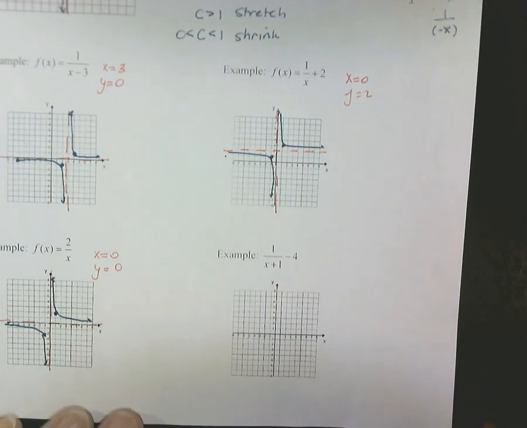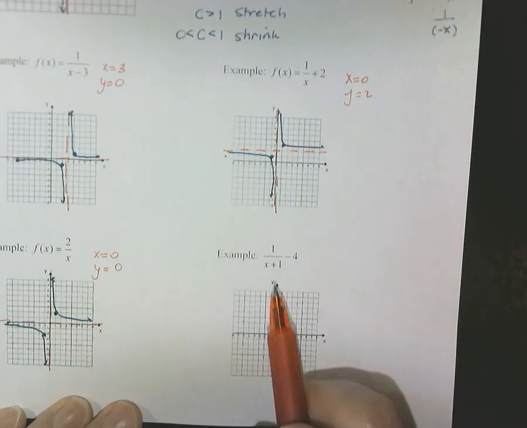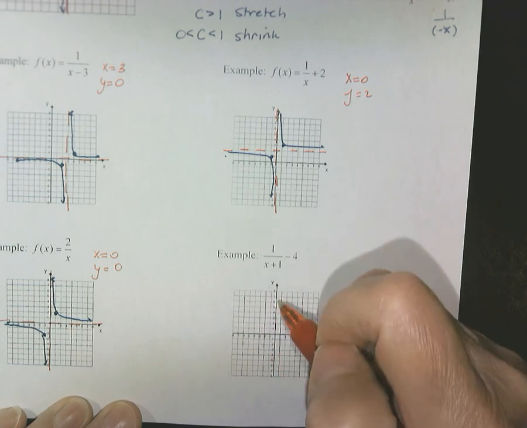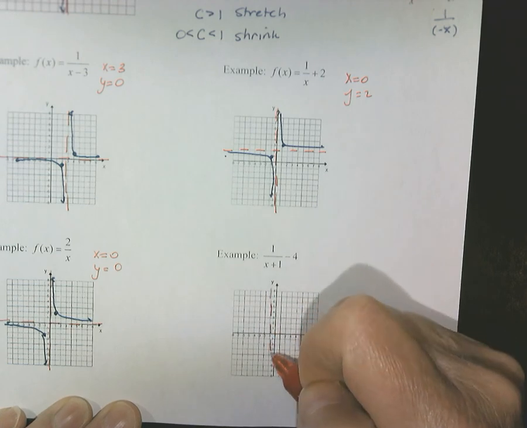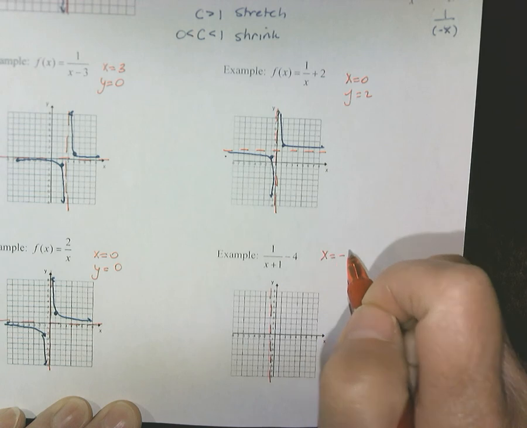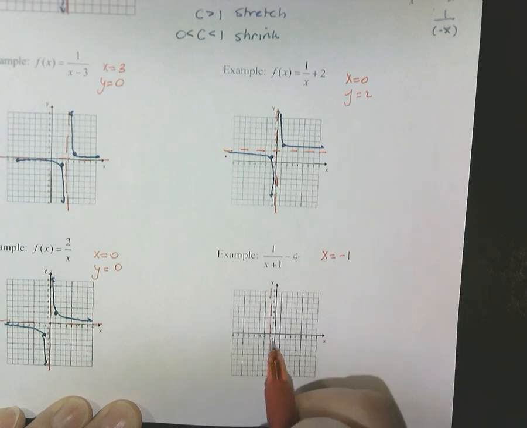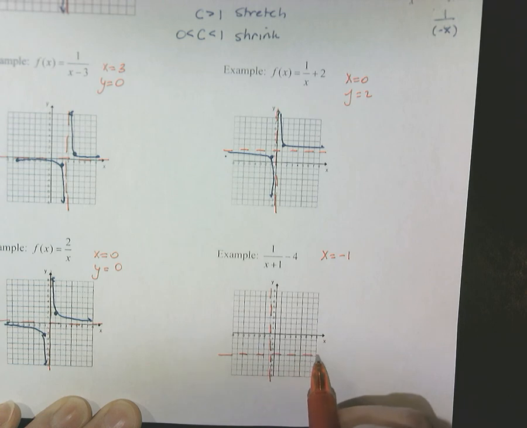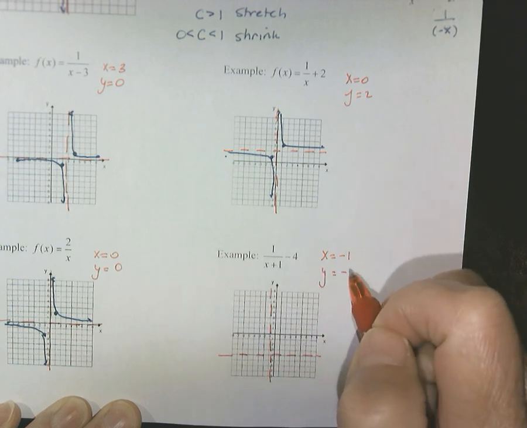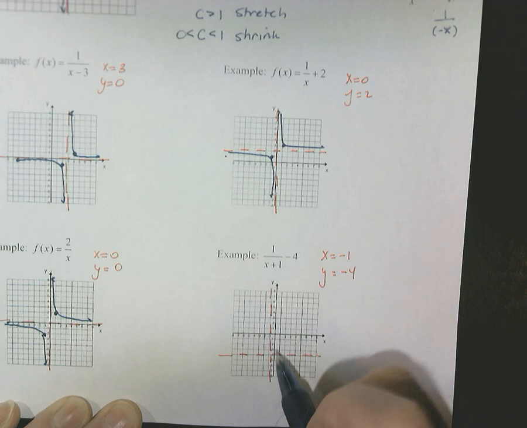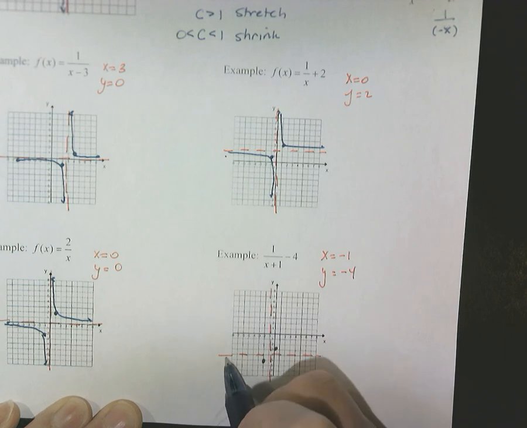And the last one, I'm going to move left 1. So that means my vertical asymptote moves left 1. I move down 4. So my horizontal asymptote moves down 4. And then I'm just going to plot those 2 points again, because it's not worth trying to find any other good points.